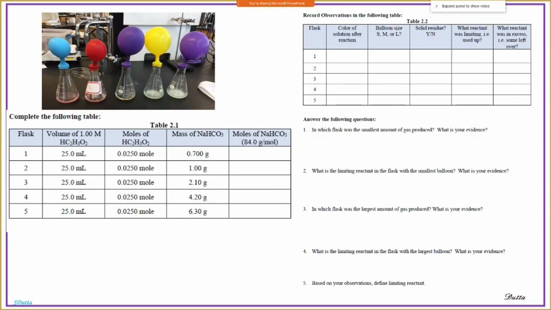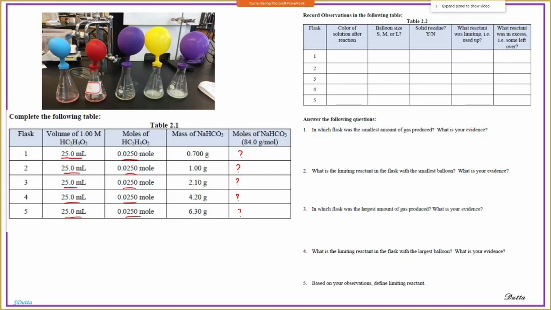Okay, and then I'm going to go to the next part, which you'll be doing in the lab tomorrow. So the first thing, you have to complete this fillable form. You can download it. So again, as I said, the amount of the acid is constant, which is equivalent to this many moles. You do not have to do that. We already did the calculation for you. But what you have to do is complete this.